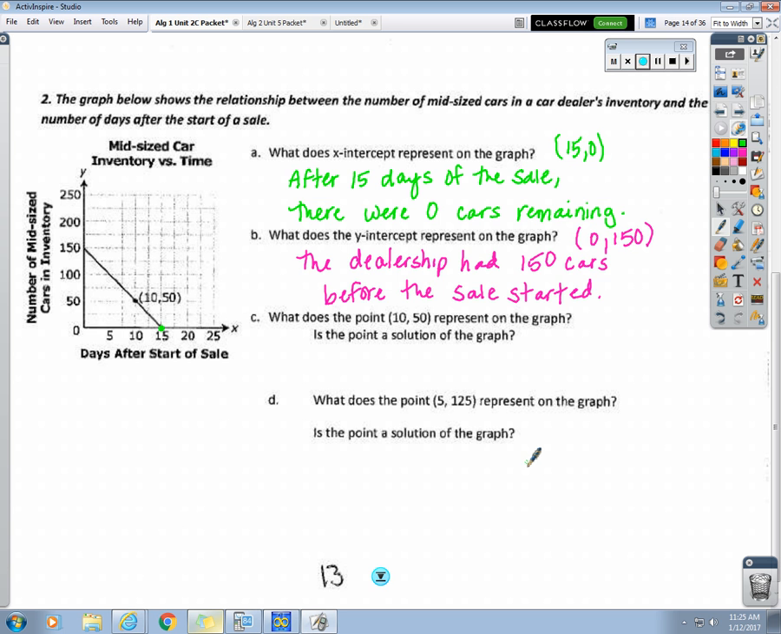Okay, C. What does the point (10, 50) represent on the graph, and is the point a solution on the graph? Yes. It is a solution because it's a point on that line, and what does that point represent in words? Right. There were 50 cars left after 10 days of sale.